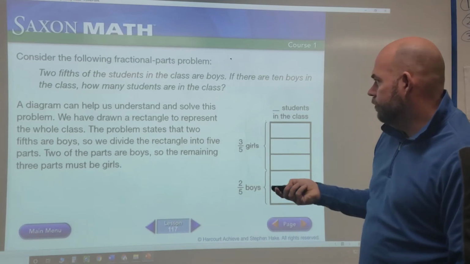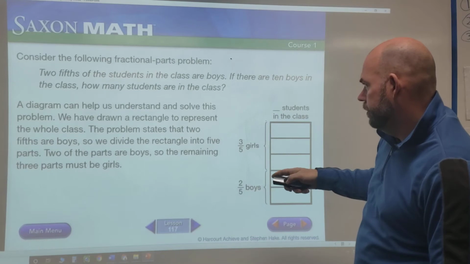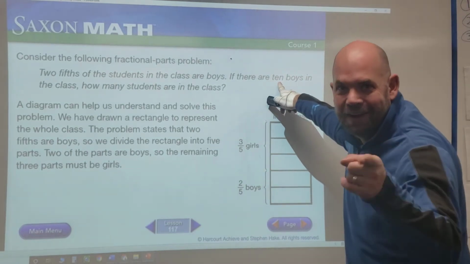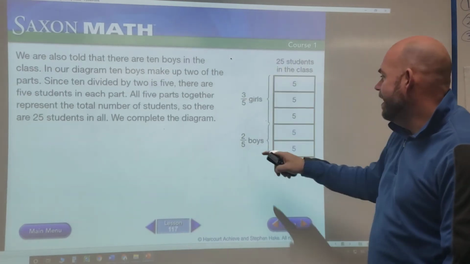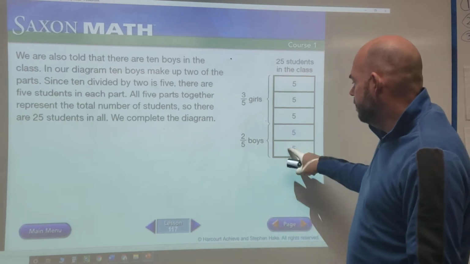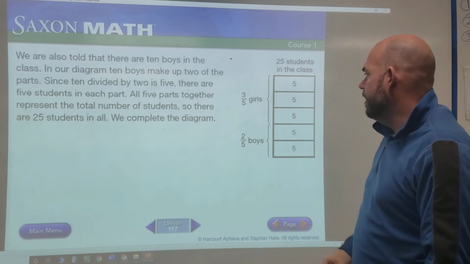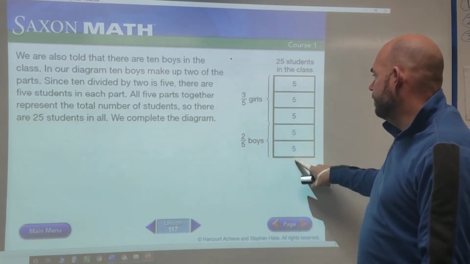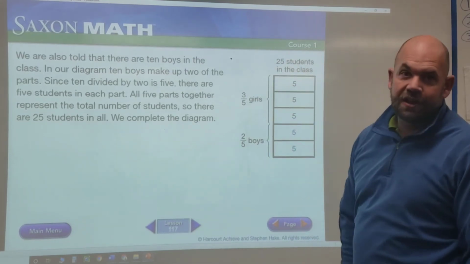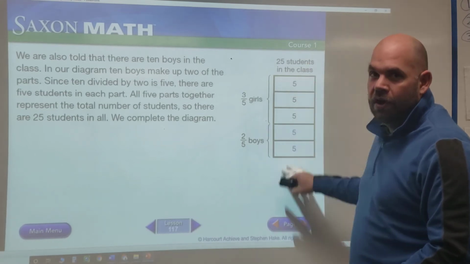Well, if we have 2/5 boys, and hold on. Oh, if there are 10 boys. I knew there was more information we needed. If there are 10 boys, then if there are 2 parts and 10 total for the 2 parts, there has to be 5 in each part. Now we can just extend that into the other parts, 5, 5, 5, and add it up. 5 times 5 is 25. So we know there are 25 total students in the class. We're just filling in the information we know after we've drawn a diagram.